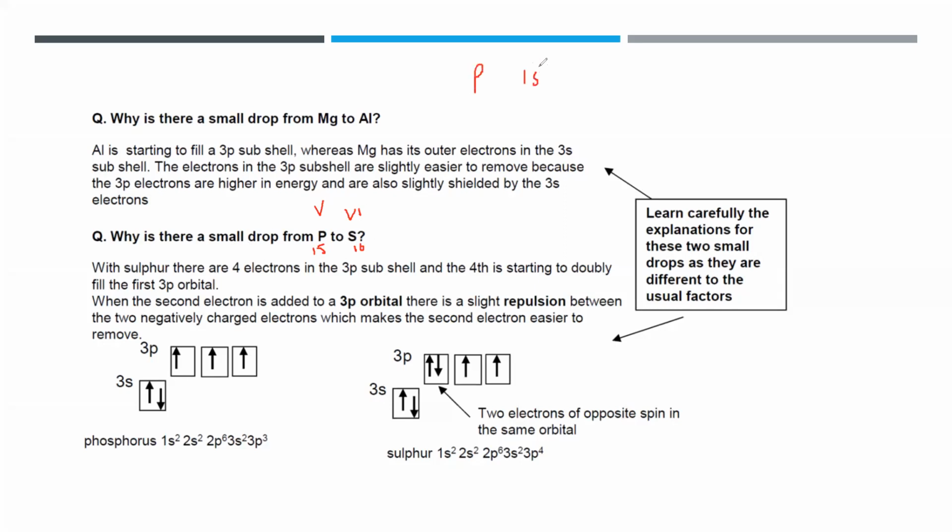that is 1s2, 2s2, 2p6, 3s2, 3p3. So in the 3p orbitals, you can see here, the electrons will occupy singly.